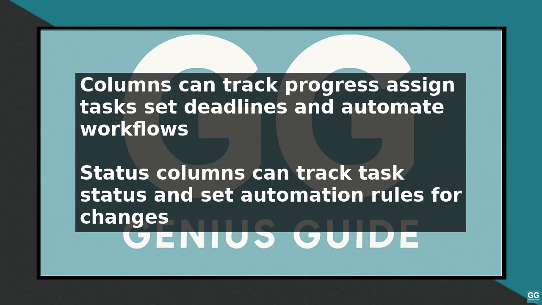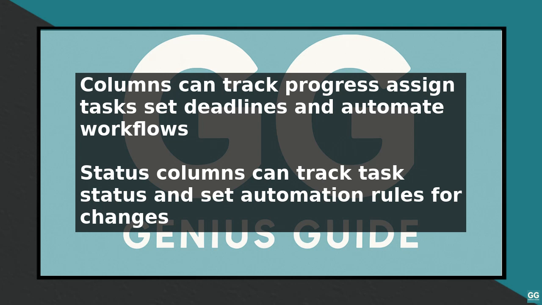One of the most powerful features of Monday.com columns is the ability to use them to track progress and automate workflows. For example, you can use a status column to track the status of a task, and set up automation rules to move the task to a different column when its status changes.